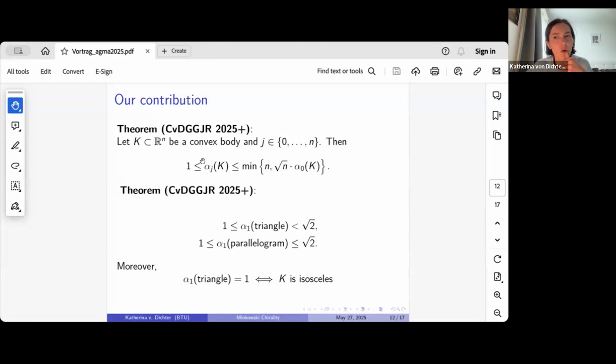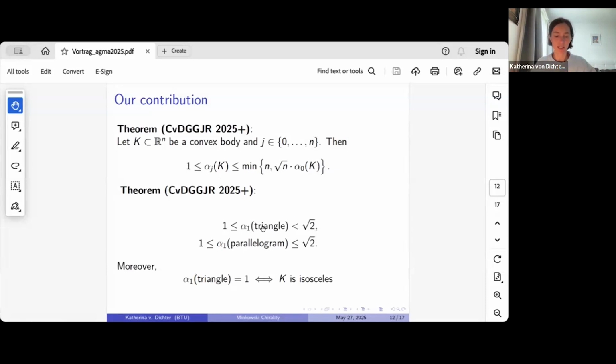Then we would like to know what the extreme cases are. Can we also characterize when we have equality in the lower bound and in the upper bound? This task was quite tricky, and this is still an open question. So we went to the planar case and we described some special cases.